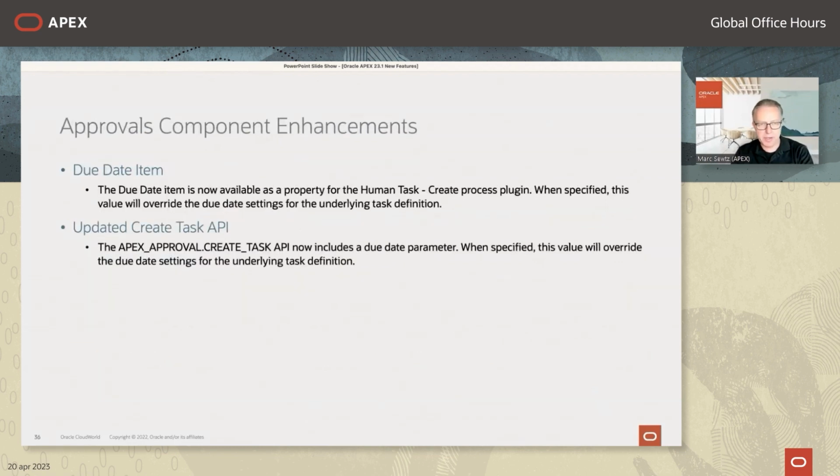Then the approvals component: with each release, we're enhancing the approvals component. It's been around now for two or three releases. It's the first part of our longer-term workflow journey. We introduced the full approvals component a few releases back. Now with this release, we're adding the due date item and an API to manage the due date parameter. In upcoming releases, you'll see our new full workflow engine come in, but that's still a little bit away. So in 23.1, we're adding these new options to the approvals component.